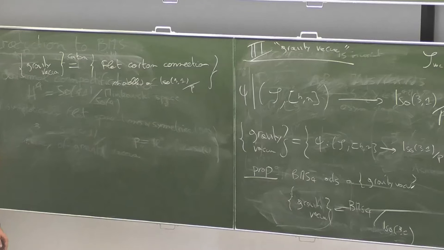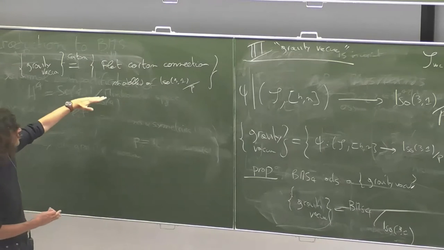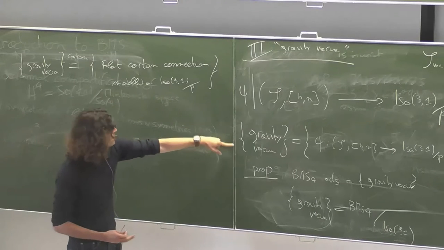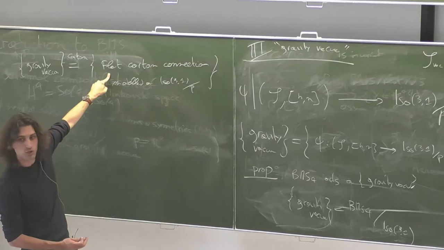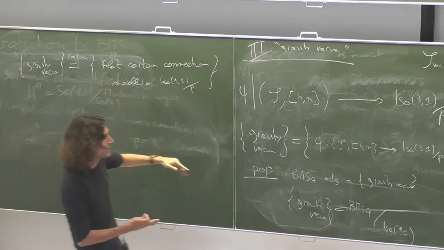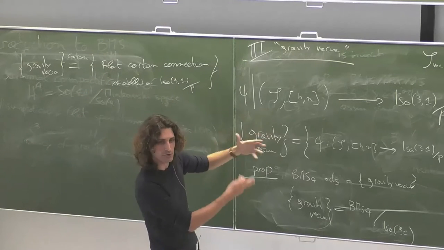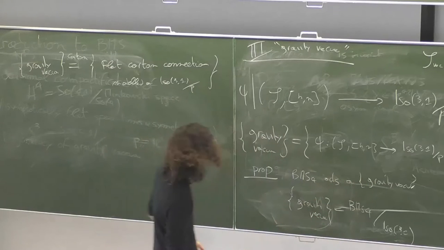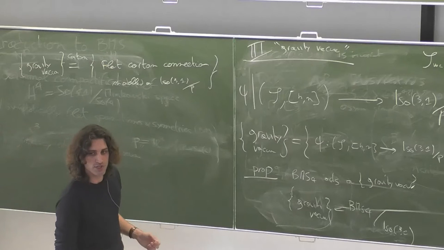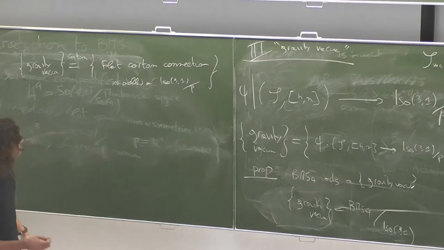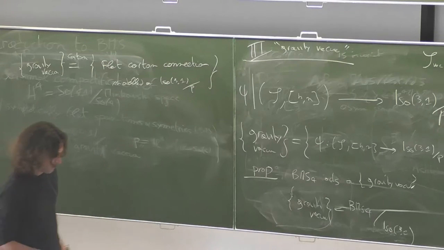I would like to conclude with the following remark. At this stage you're wondering: gravity vacua are choices of flat Cartan connections, so what if I consider Cartan connections which are not flat? Surely I do not have gravity vacua. So there is something in my spacetime. What can it be? Well, the only answer is that this has to be gravitational radiation.